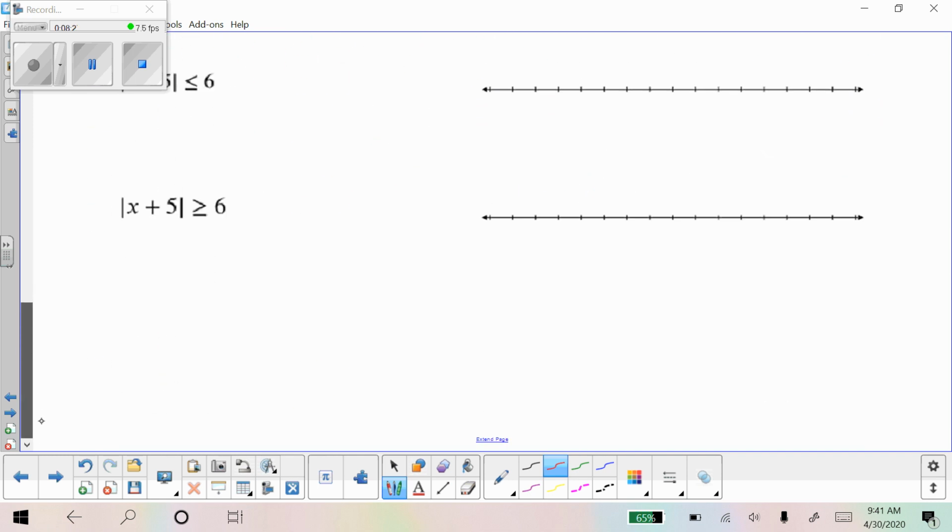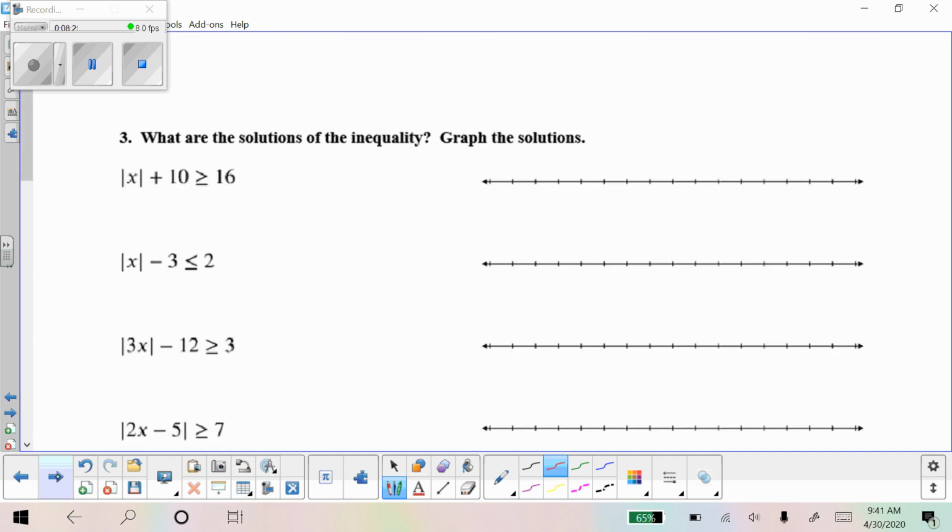All right. Number 3, what are the solutions to these inequalities? On this first couple, we have some junk outside the absolute value. You want to get rid of that first before you find the negative parts and the positive parts of the solutions. So start by getting rid of 10 from both sides. Then you end up with the absolute value of x is greater than or equal to 6.